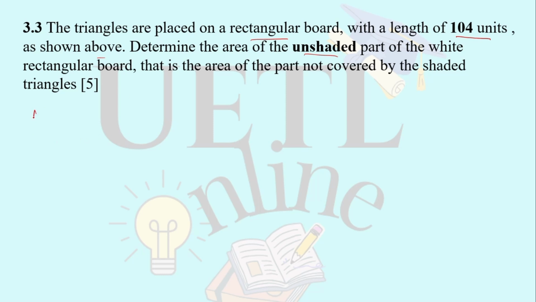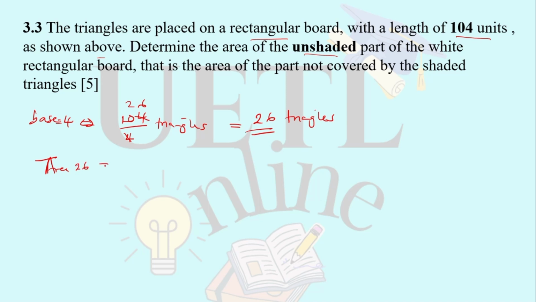Since the base is 4, this means that we are going to have 104 over 4 triangles. If we divide this, you are going to get 26 triangles. This is the number of triangles we're going to have. So for our last triangle, we find our area: on the last page, it was 52 units squared.